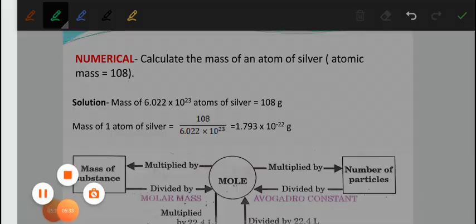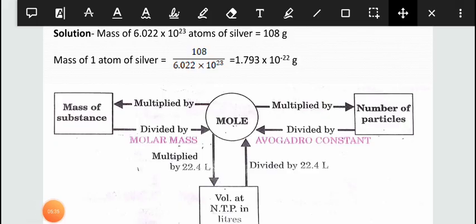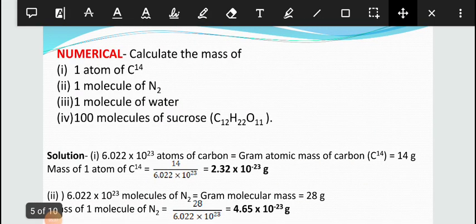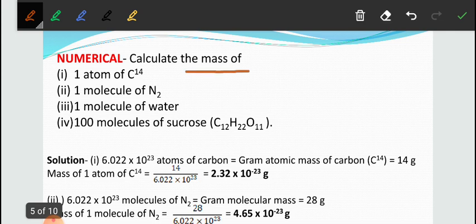Hope you find it easy. Now let's try to see another numerical. The next numerical is saying: calculate the mass of one atom of carbon. Again we need to calculate the mass.